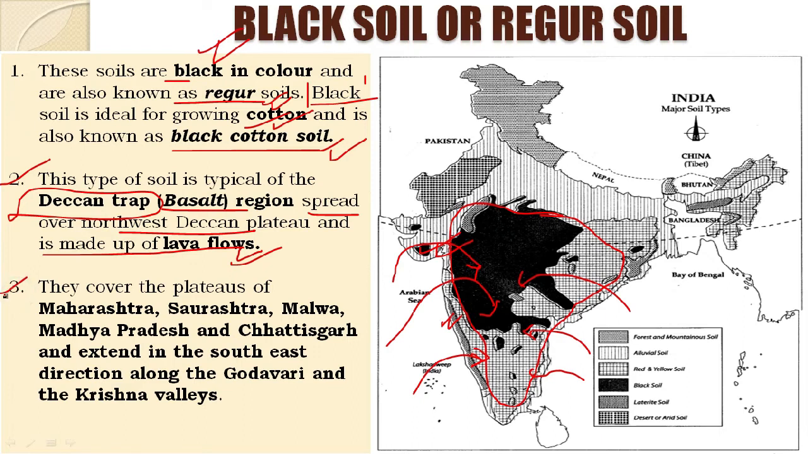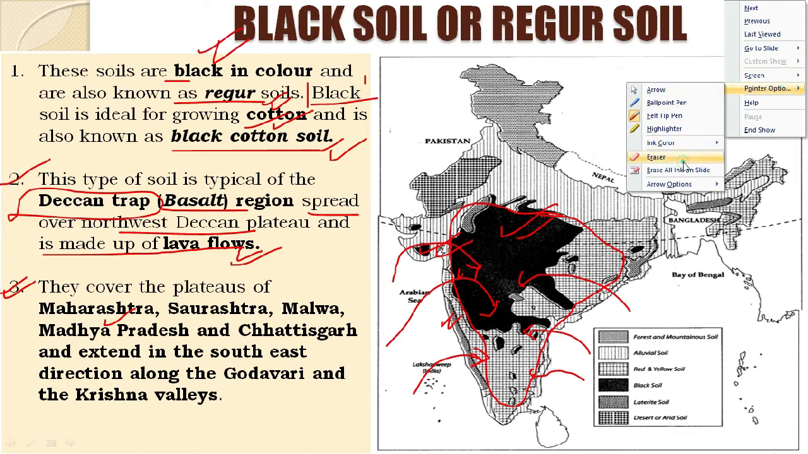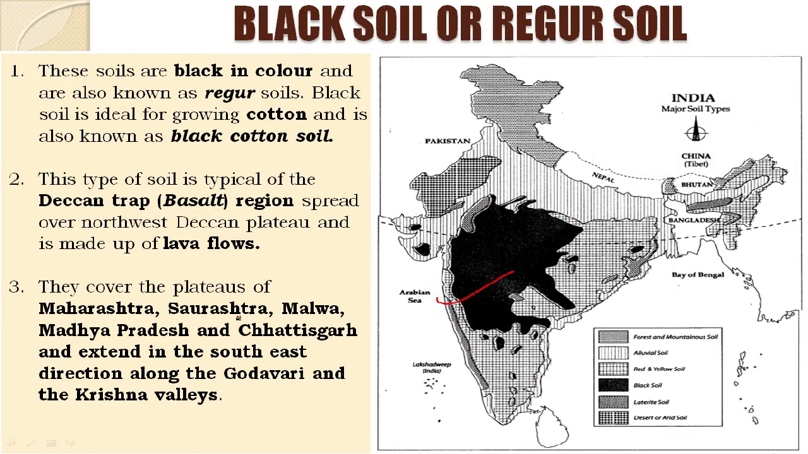Now let us see a very important question related to the distribution of soils. Students, you need to memorize the regions or the names of the states which are covered by the types of soil. Here we see that the black soil, if you also come to the map, is found in the regions of Maharashtra. Here lies your Maharashtra, then Saurashtra and the Malwa Plateau, and Madhya Pradesh and Chhattisgarh. Then we come to the region which is almost touching Gujarat.